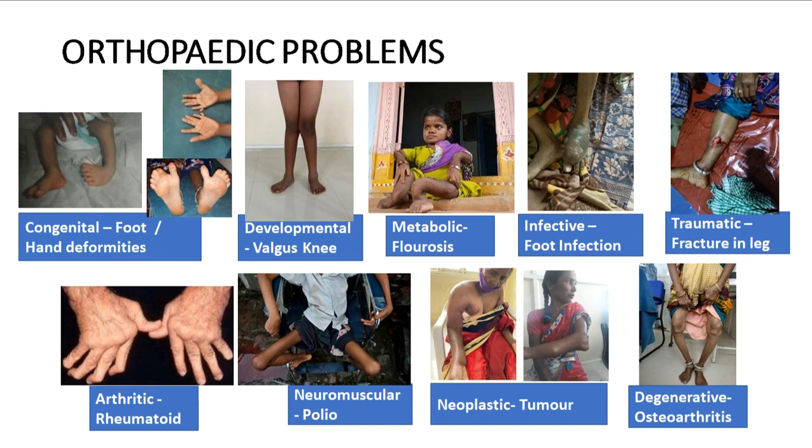What you are seeing is the deformities in the hand, in the rheumatoid patient. So, this is the deformities in the limb which you are seeing in polio, the neuromuscular disorders.